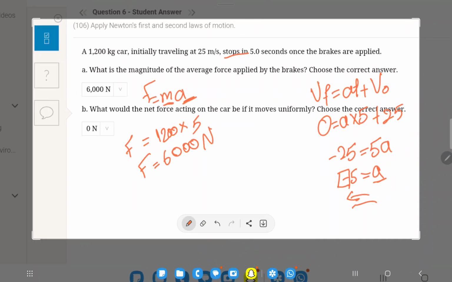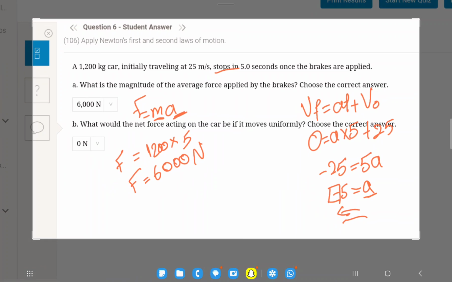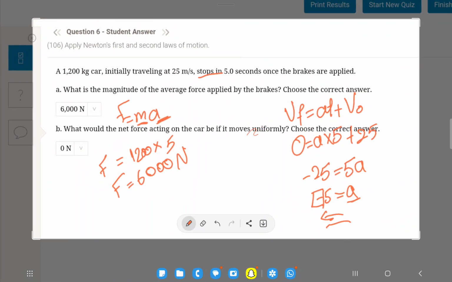What would the net force acting on the car be if it moves uniformly? Now, when they say moves uniformly or stays at rest, the net force is always zero because of Newton's third law, I think, one of Newton's laws.